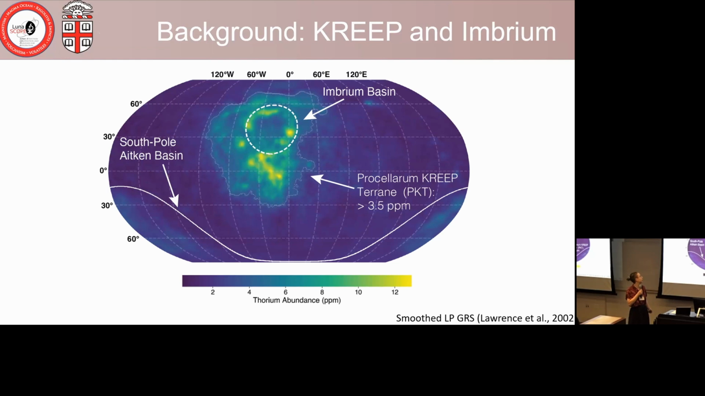Previous workers have hypothesized about how this happened, and likely the Imbrium impactor must have impacted into some sort of reservoir and just redistributed some sort of thorium-rich material across the surface. However, there's not really been any constraints placed on this material because the distribution of thorium is really known only for the surface. We don't have a great understanding of how thorium varies once you start going down.